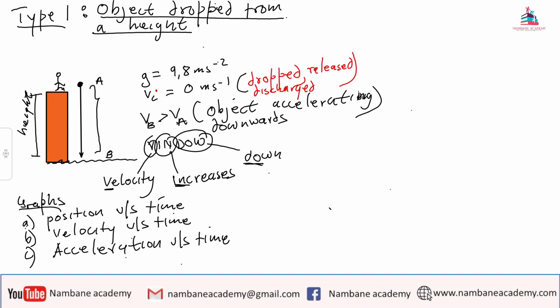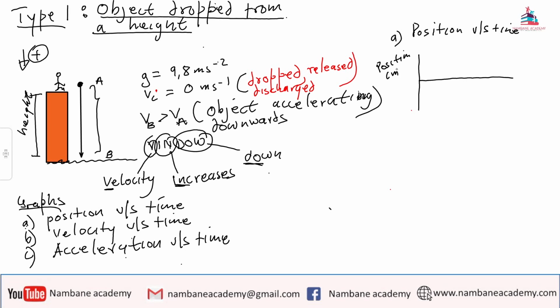What can I do? I can easily say I am choosing now my downward as positive to make my life nice and easy. So I am going to start with A, which is position versus time. This is position in meters, and this is just my time in seconds. So what is it that is happening here?